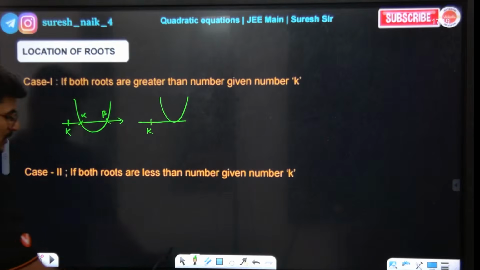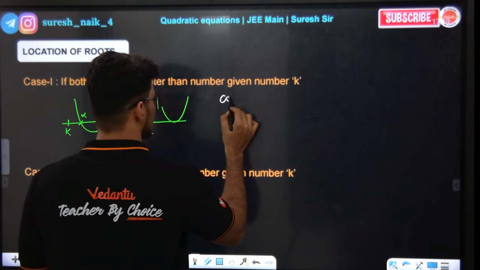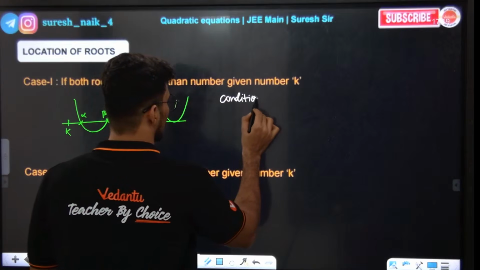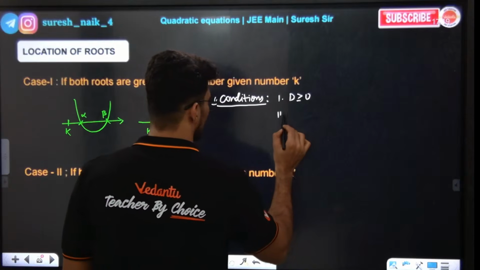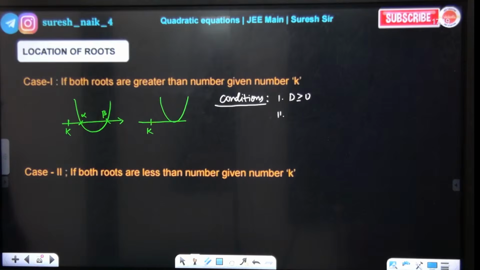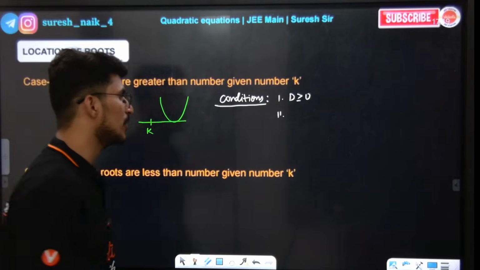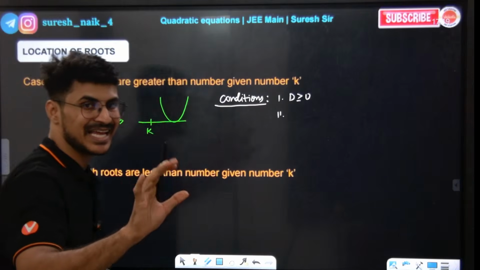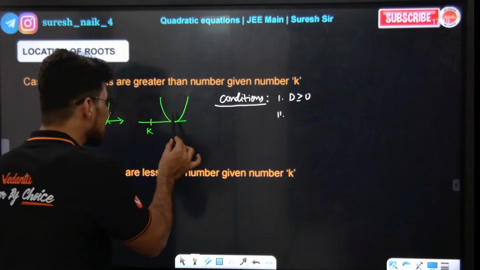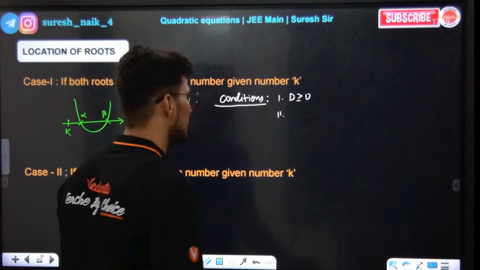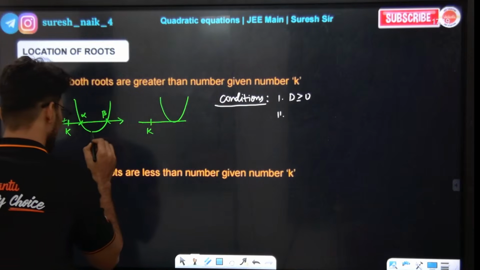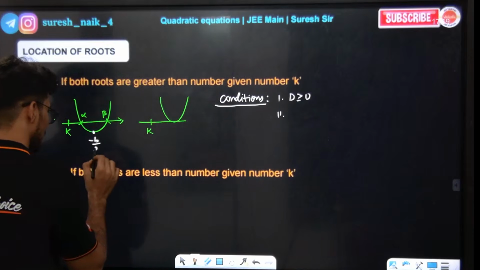What is the condition for this? The first condition: discriminant greater than or equal to 0. In the two graphs, discriminant is greater than or equal to 0. Because the graph is cutting at 2 points, it is greater than 0. The graph is touching the x-axis at 1 point, so equal to 0.